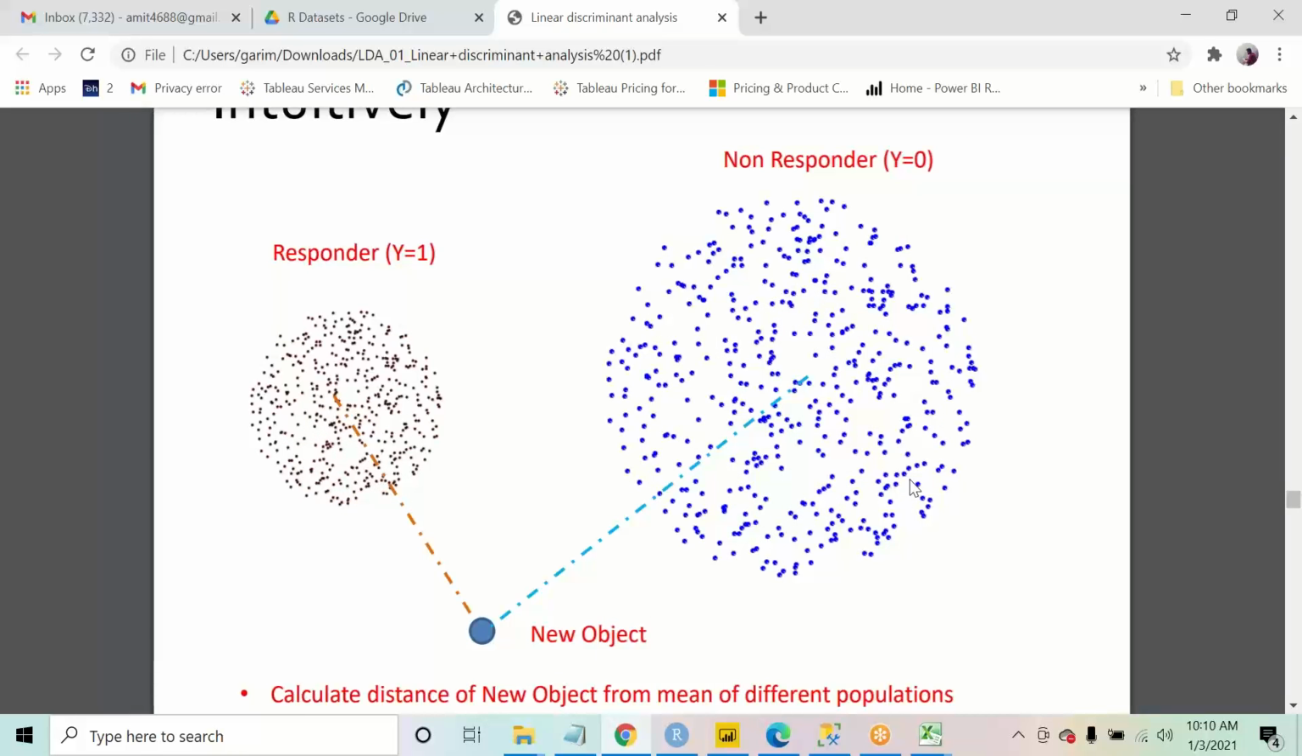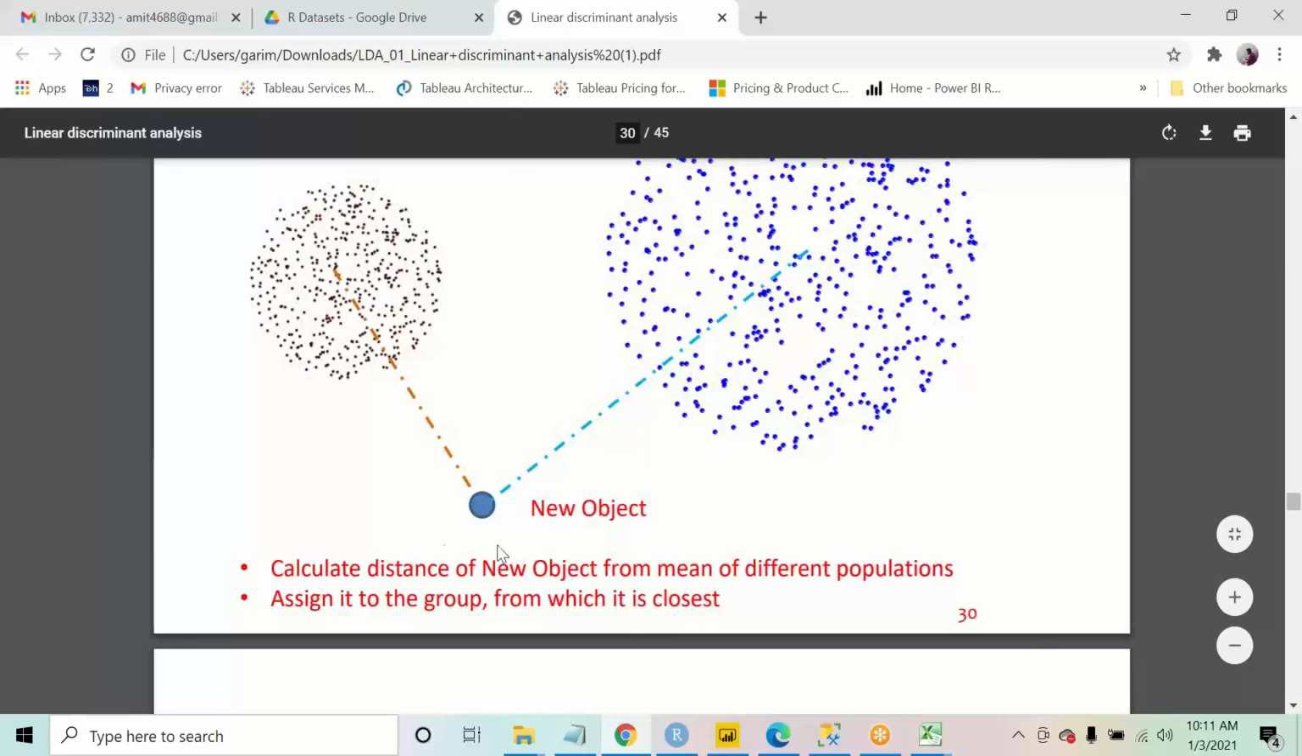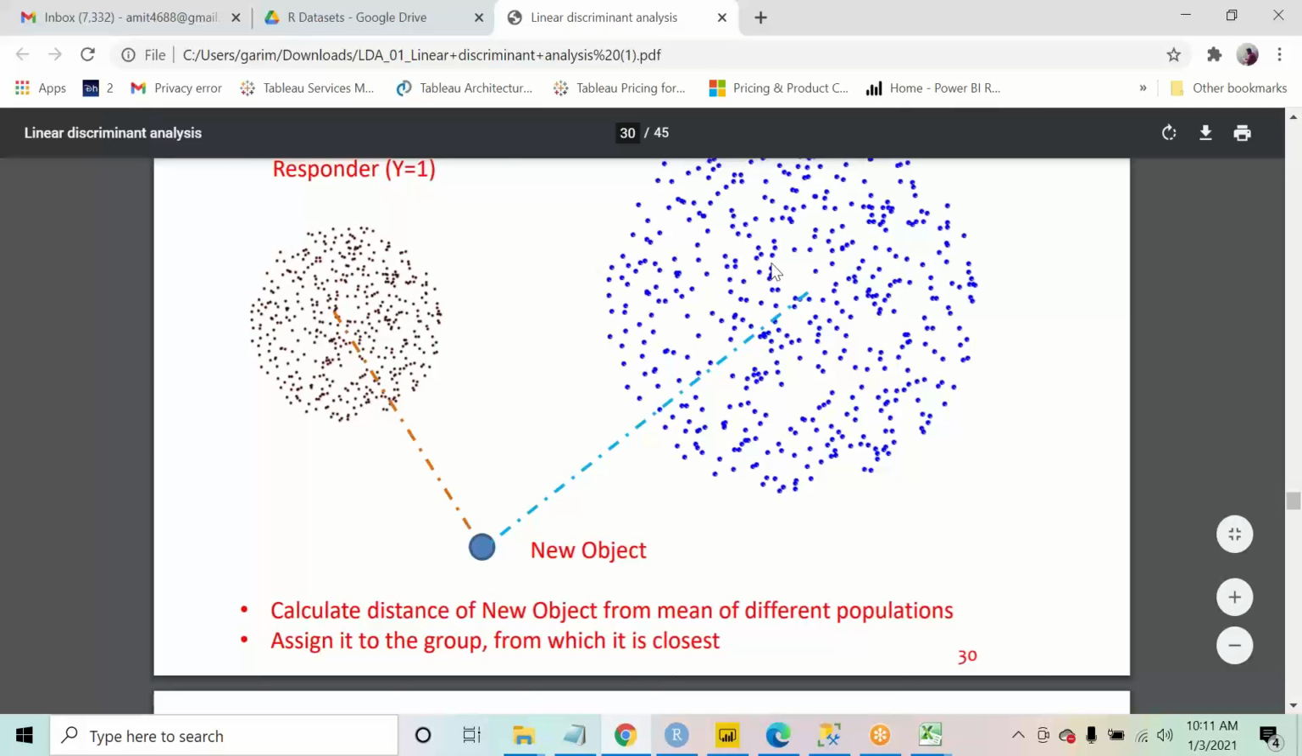Okay, so in the classification purpose, also see what happens basically: a similar kind of thing is done, where the model breaks the data into two parts. You will have the data broken up into yes and no. And then it calculates the distance of the new object from the mean of the different populations. So it will calculate the mean of this data point, and it will calculate the mean of this point.